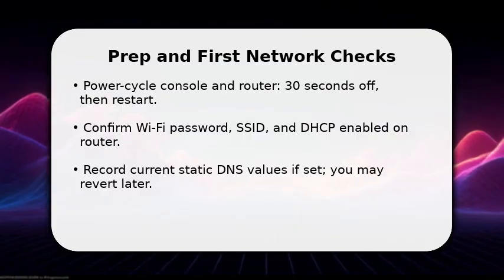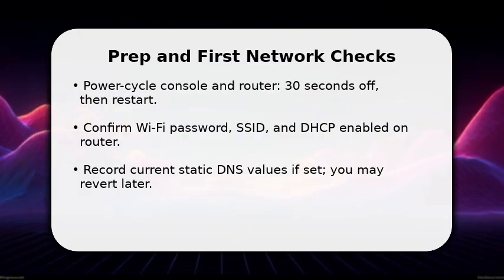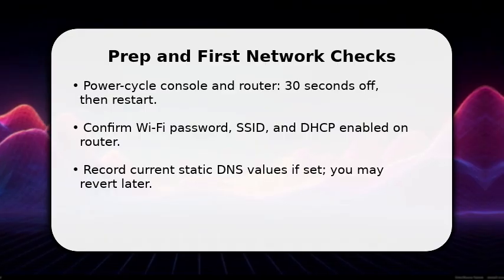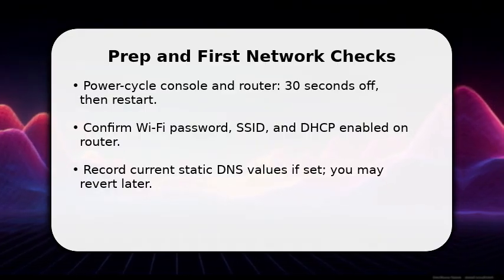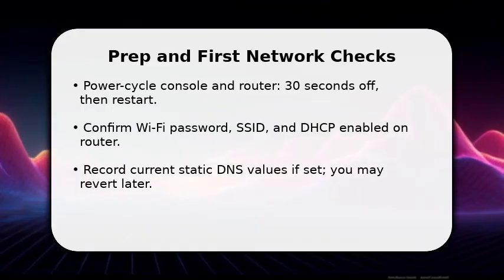You start by power cycling both the Xbox 360 and the router to clear transient errors. Turn each off for 30 seconds, then power back on. Next, make sure you know the exact Wi-Fi SSID and password so you can reconnect without guessing.